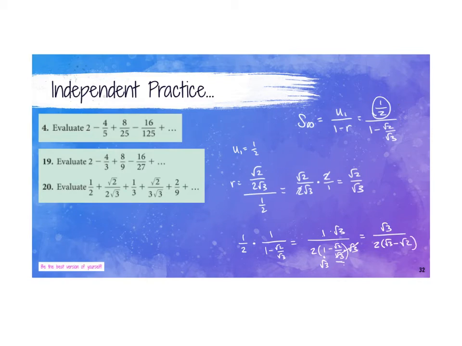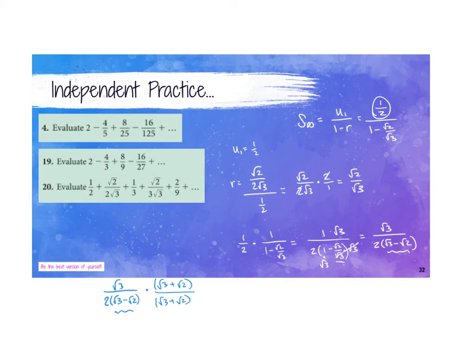Now we can't have roots in the denominator, and this time we have a binomial of roots in the denominator. So what we have to do to get rid of that is we have to multiply by the conjugate. So I'm going to take this root 3 over 2 times root 3 minus root 2, and I have to multiply the numerator and denominator by the conjugate, which is the same thing but a plus sign in the middle. So root 3 plus root 2 over root 3 plus root 2.